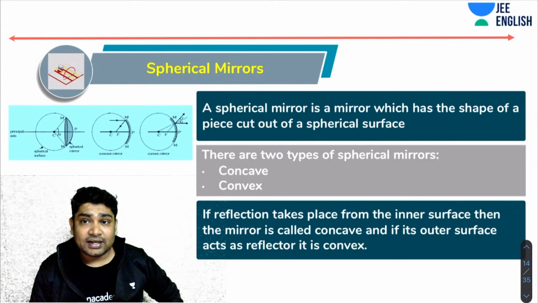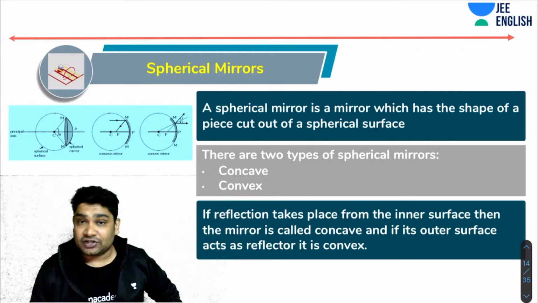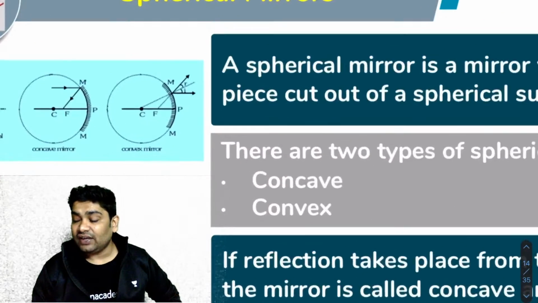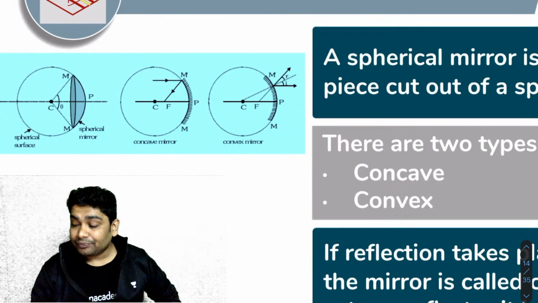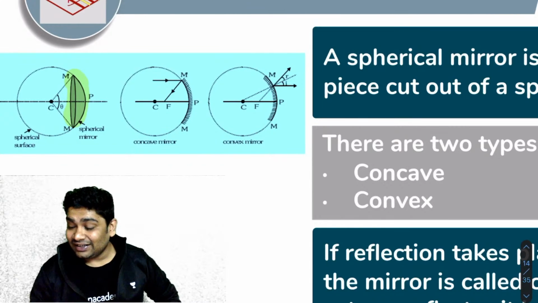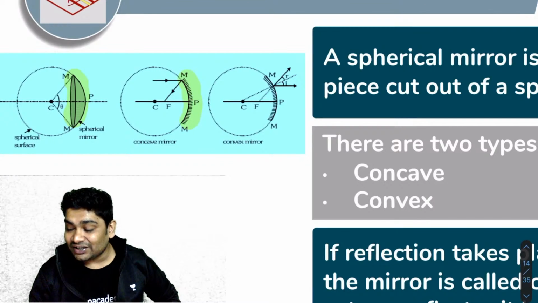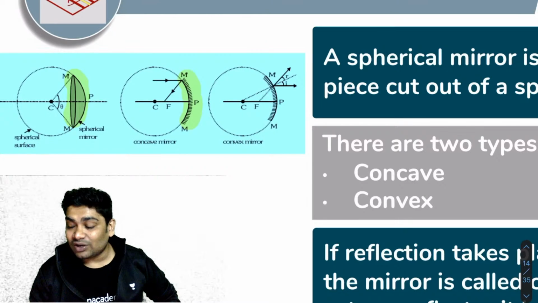A spherical mirror is a mirror which has the shape of a piece cut out of a spherical surface. So what we do is we have a spherical glass surface, then we cut a piece out as shown here. This piece has been cut out, and then one surface of this is polished. So either the outer surface is polished, so the reflection is happening from the inner surface, or the reflection would happen from the outer surface.